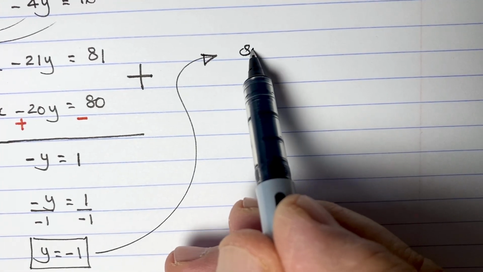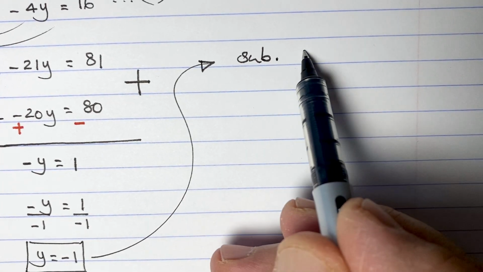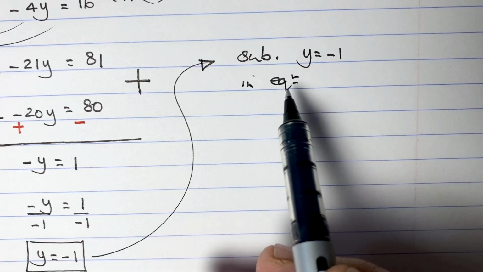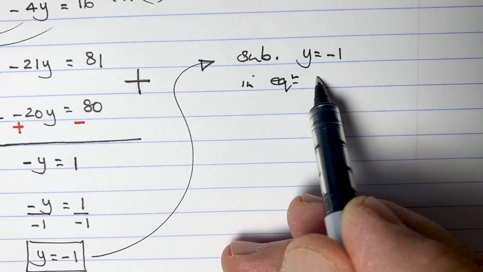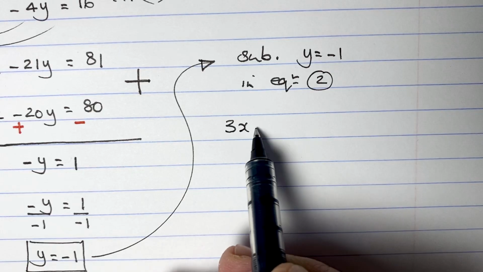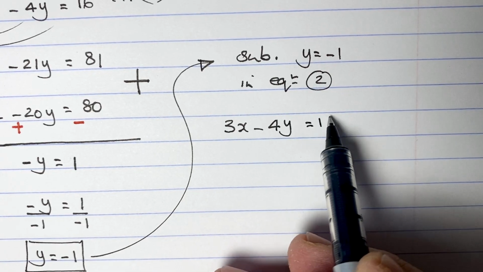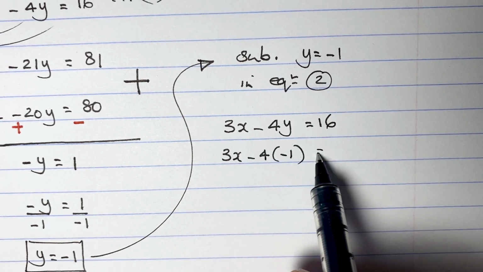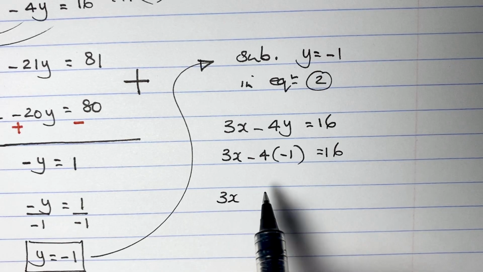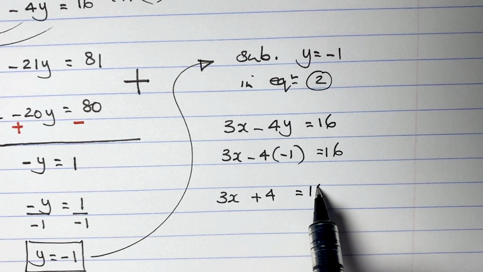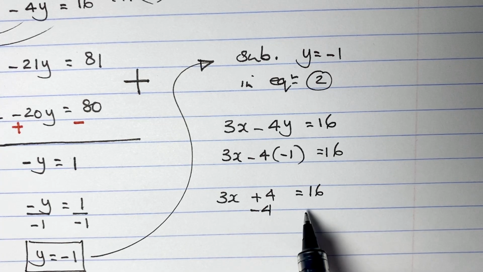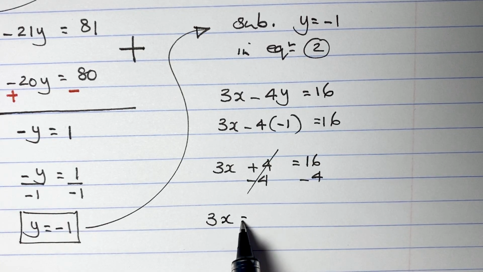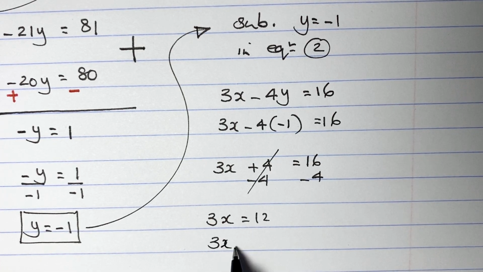Now sub y equals minus 1 in the equation of your choice. Let's use equation 2, which is 3x minus 4y equals 16. 3x minus 4 lots of minus 1 equals 16. 3x plus 4 equals 16. Remove 4 from both sides. 3x equals 12. Divide both sides by 3.